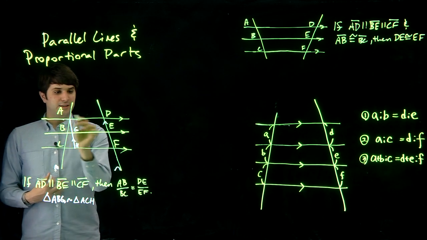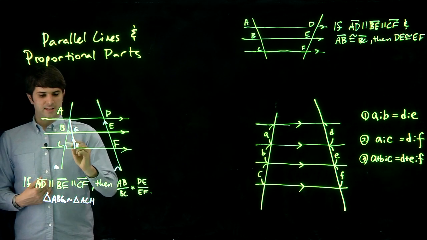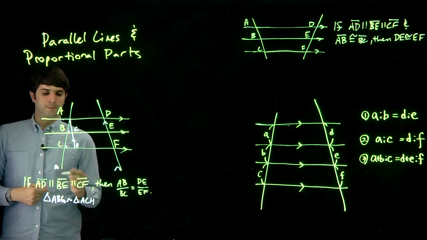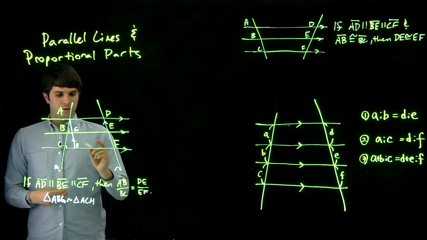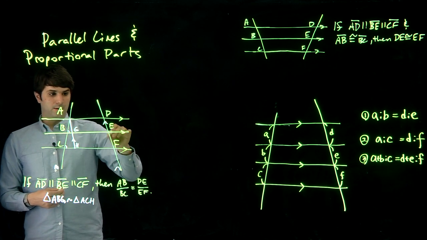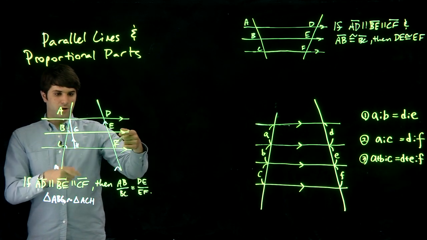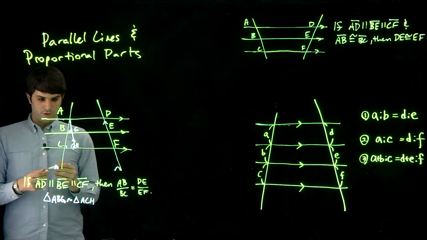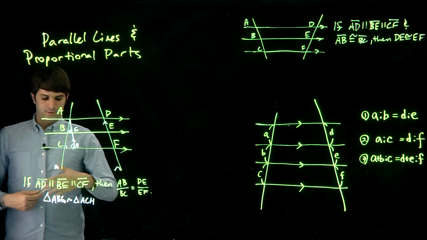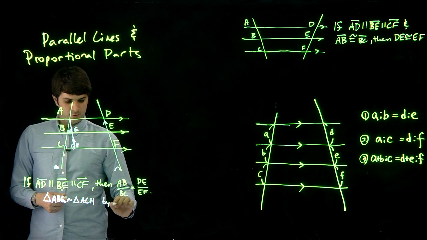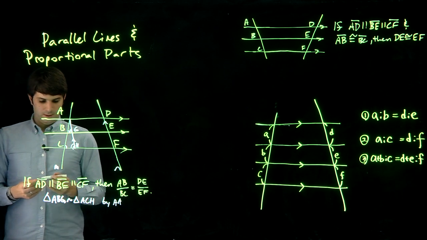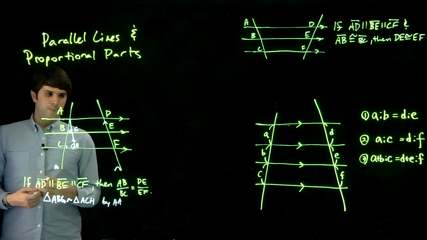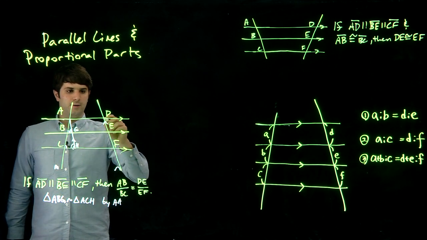Why? Well, we know if these two lines are parallel, then this angle and this angle, ABE and ACF, are congruent. We also know if these two lines are parallel and they're cut by a transversal, then these two angles are congruent. So by the AA similarity postulate, these are similar. So if they're similar, we can do the same process over here, right?